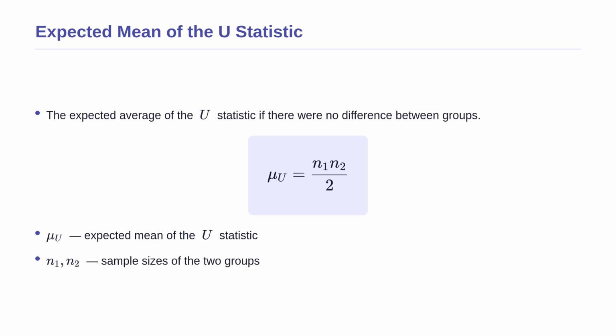To use the normal approximation, we first need to find the expected average or mean of the U statistic, assuming there is no difference between the groups. The formula is mu U equals N1 times N2 divided by 2. This makes intuitive sense. Since the maximum possible value for U is the product of the sample sizes, the average value we would expect to see if the ranks were distributed completely randomly is exactly half of that maximum.